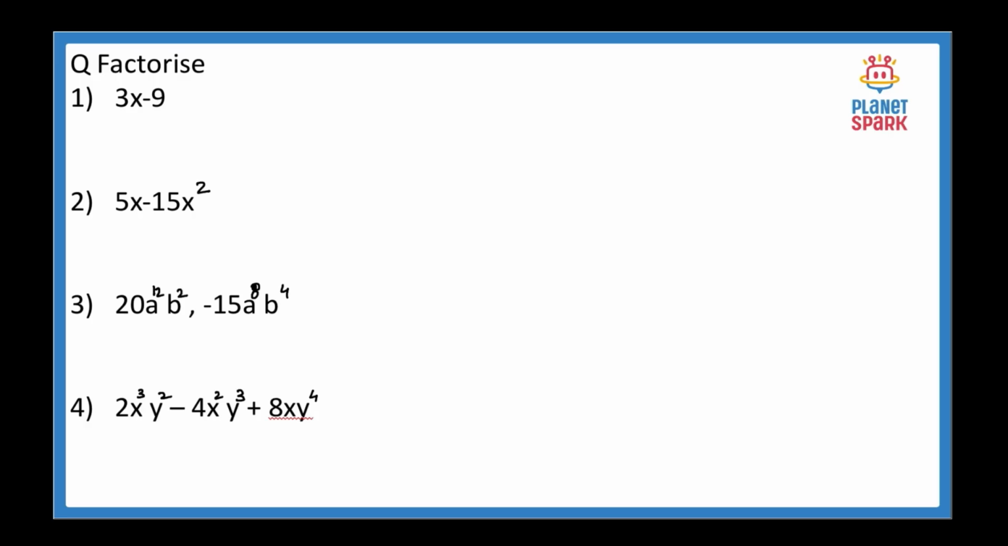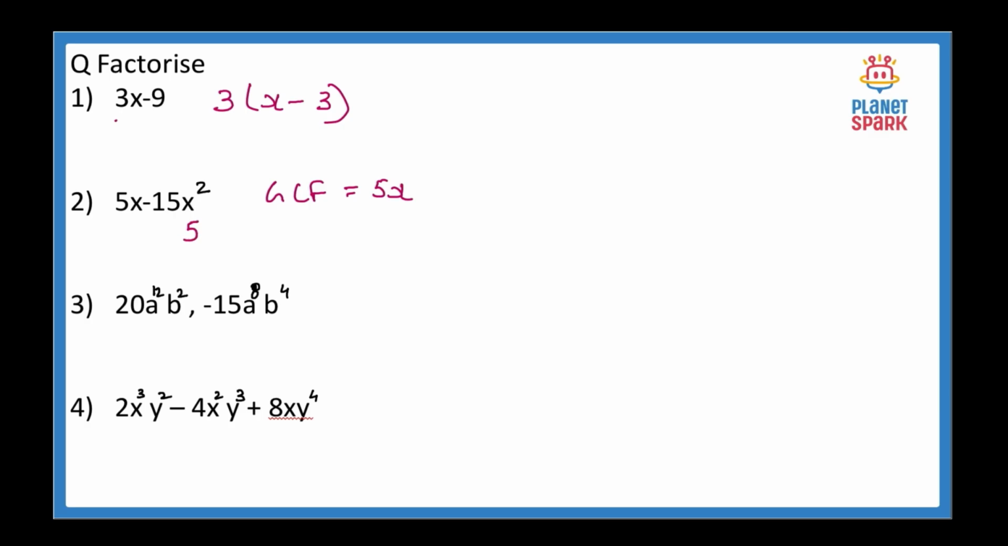Now we learn how to factorize by taking out common. We'll take out the common factors first. 3x minus 9. Now for 3x minus 9, the greatest common factor is 3. Out of 3x and 9, the greatest common factor is 3, so we'll take out 3 common. Inside the bracket, if out of 3x I have taken out 3 common, I would be left with x. And from 9, if I take 3 common, I would be left with 3. So 3 bracket x minus 3.